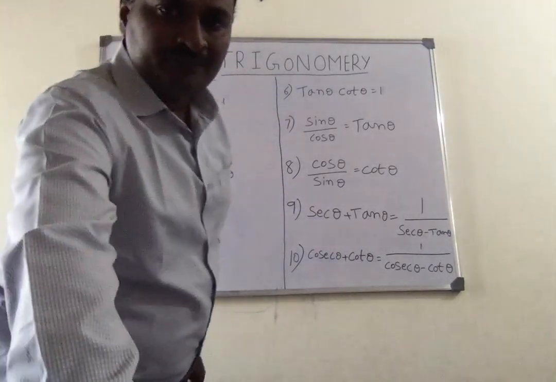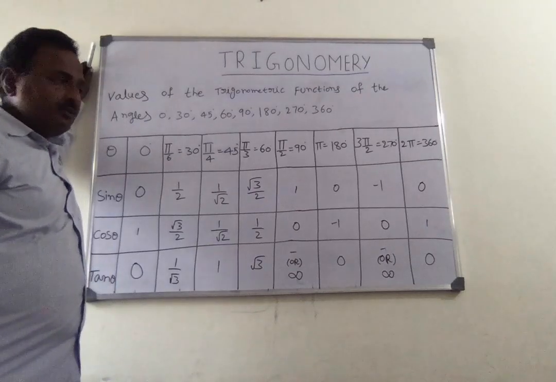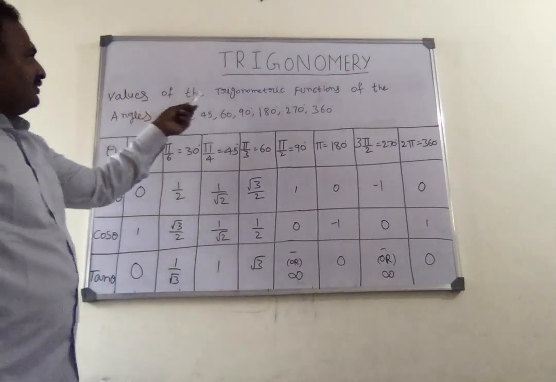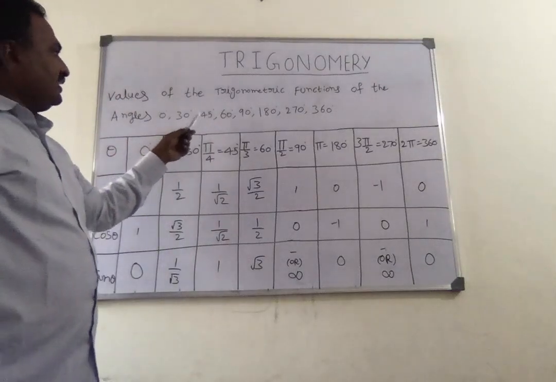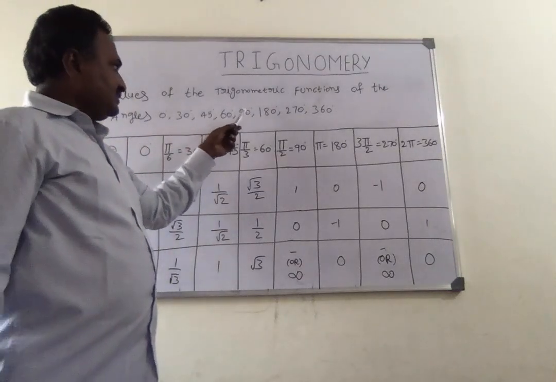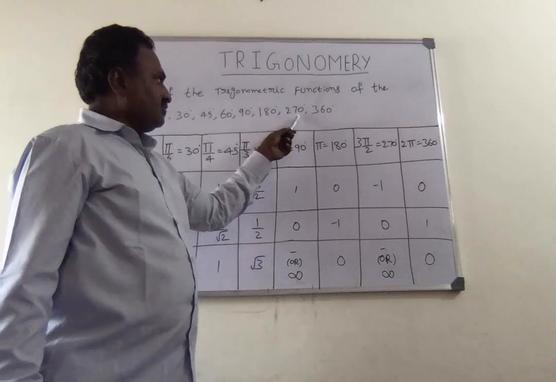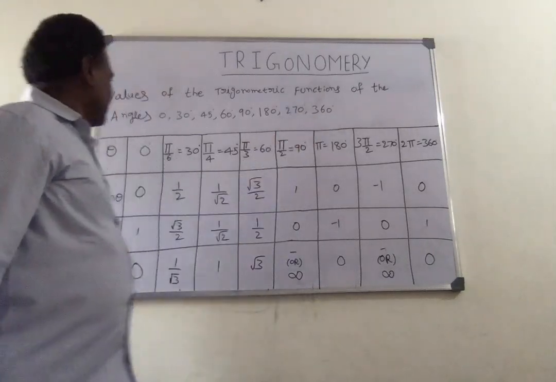Thank you. Dear students, today's topic is the values of the trigonometric functions of the angles 0 degree, 30 degrees, 45 degrees, 60 degrees, 90 degrees, 180 degrees, 270 degrees, 360 degrees.